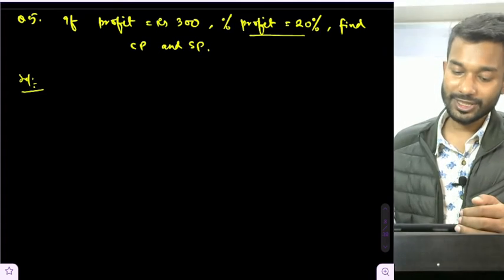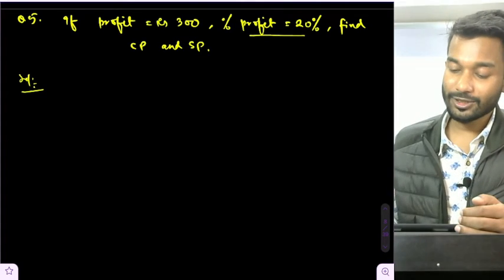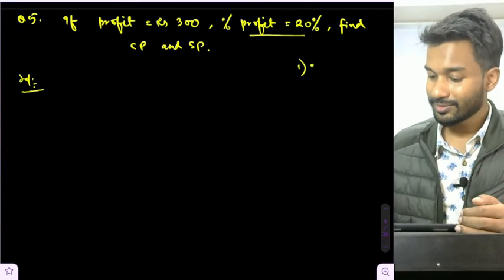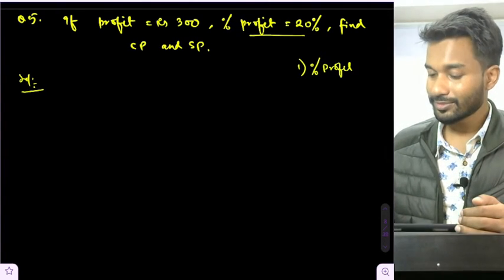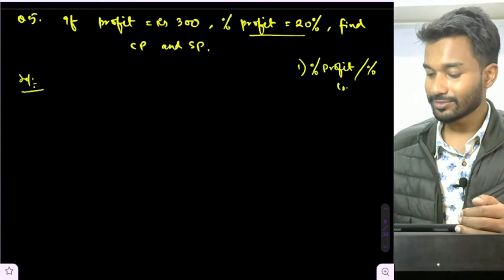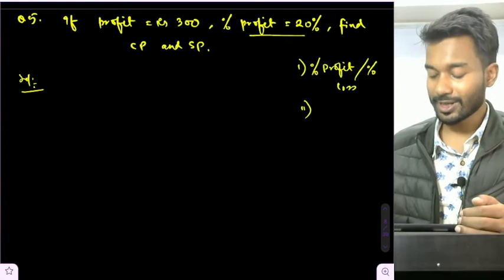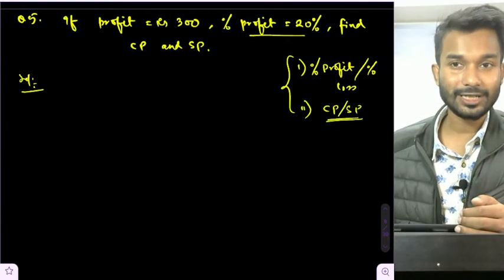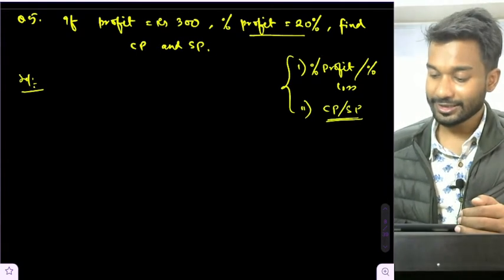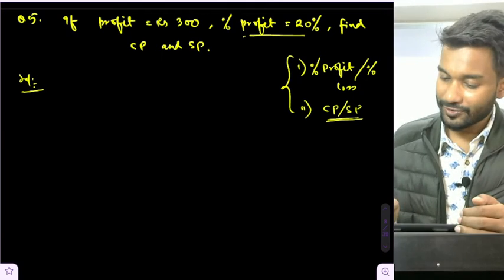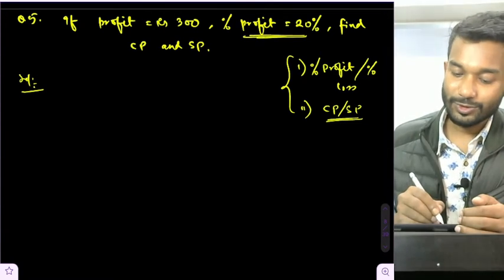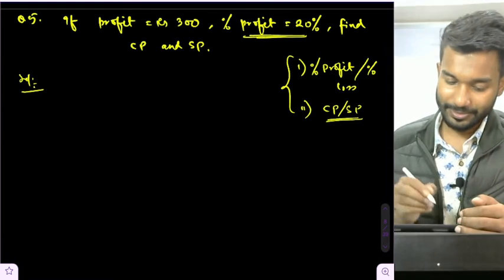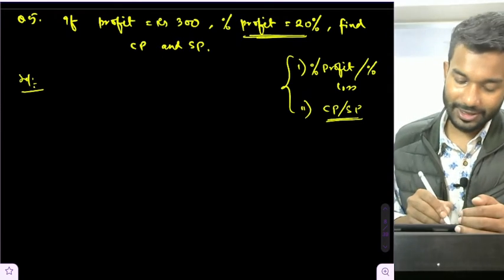Now percentage profit is given. I told you either of cost price or selling price must be given. First condition was what? Percentage profit or percentage loss must be given. Second condition was either cost price or selling price must be given. Then we'll apply the concept of multiplication factor. But in this question, percentage profit is given, but cost price, selling price is not given. So you cannot apply that concept over here. So what we'll do? We'll apply the formula.